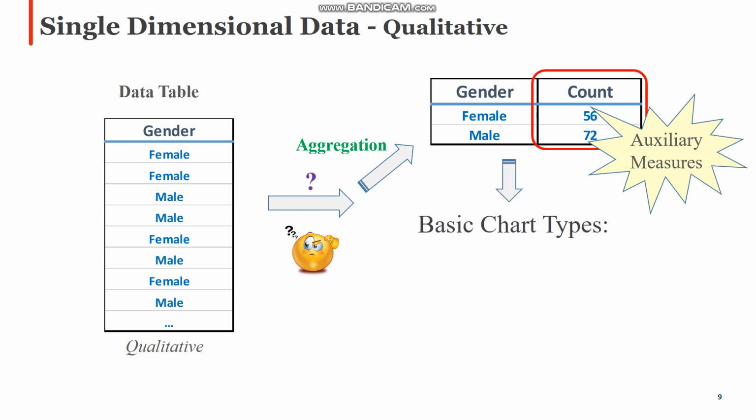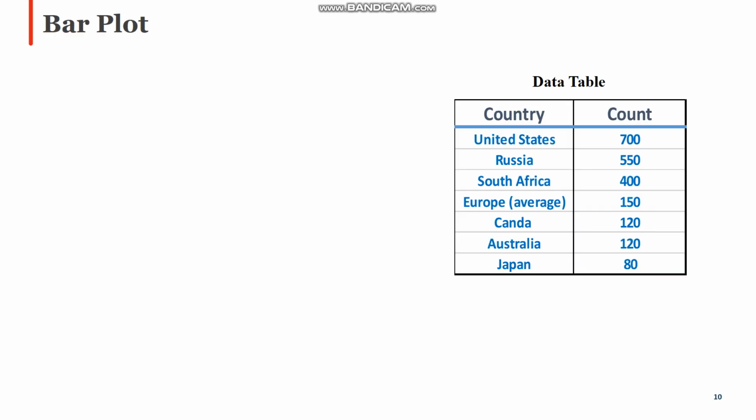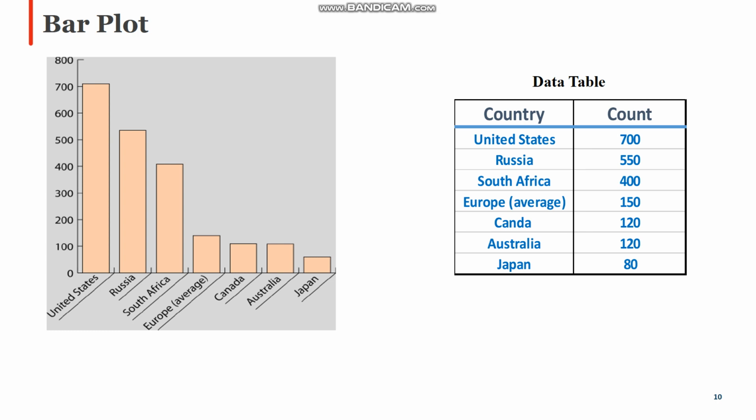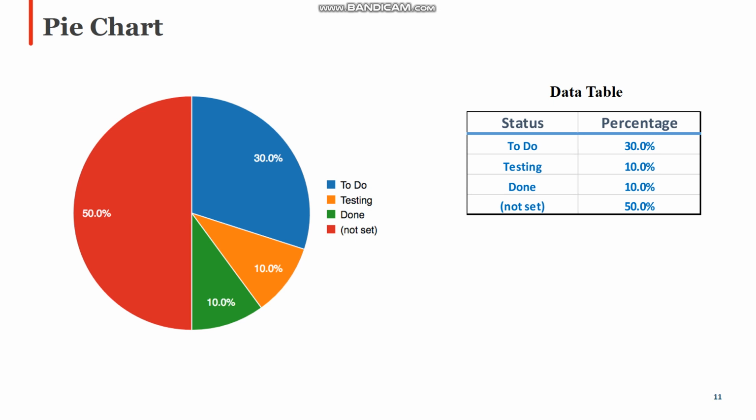So the possible basic chart type you can use is a bar plot or a pie chart. But the pie chart will actually show the percentage to the overall. So for a bar chart, we can put the different categories along the x-axis and y-axis indicate the aggregate measure for each category. See, that is the total count here. For a pie chart, we can put the different categories with different angles, and angle degree is the percentage value to the overall.